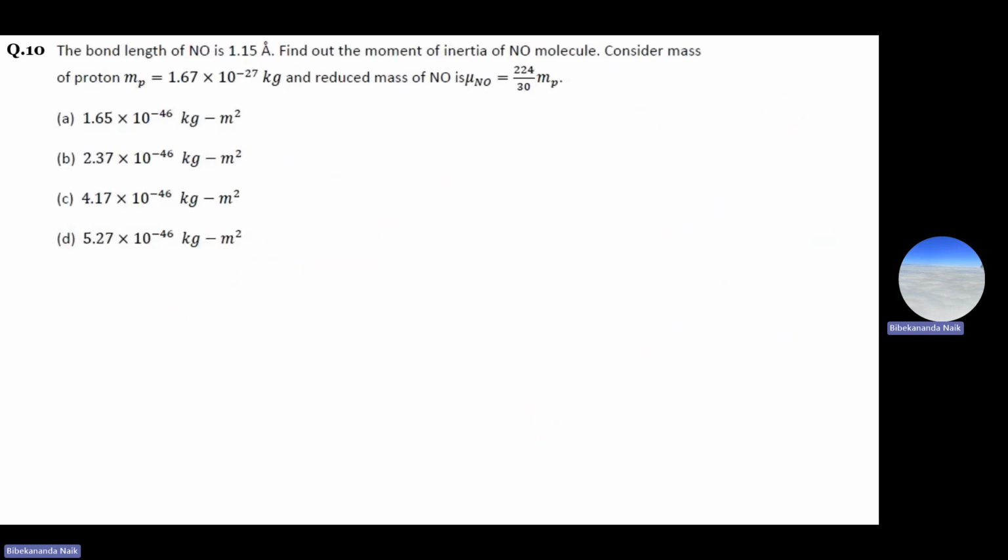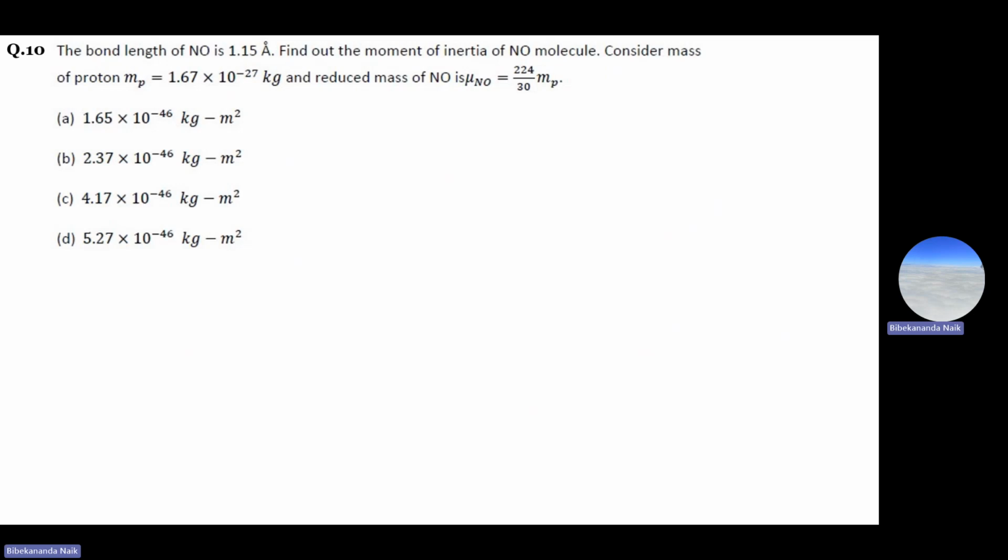Then go to the next question, which is the last question of today's session. The question says, again the same type of question: the bond length of nitrogen oxide is 1.15 Angstrom. Find out the moment of inertia of the nitrogen oxide molecule. Consider the mass of proton is 1.67 × 10⁻²⁷ kg, and reduced mass of nitrogen oxide is 224 by 30 times mass of proton. The options are: A, 1.65 × 10⁻⁴⁶; option B is 2.37 × 10⁻⁴⁶; 4.17 × 10⁻⁴⁶; and 5.27 × 10⁻⁴⁶ kg meter square.